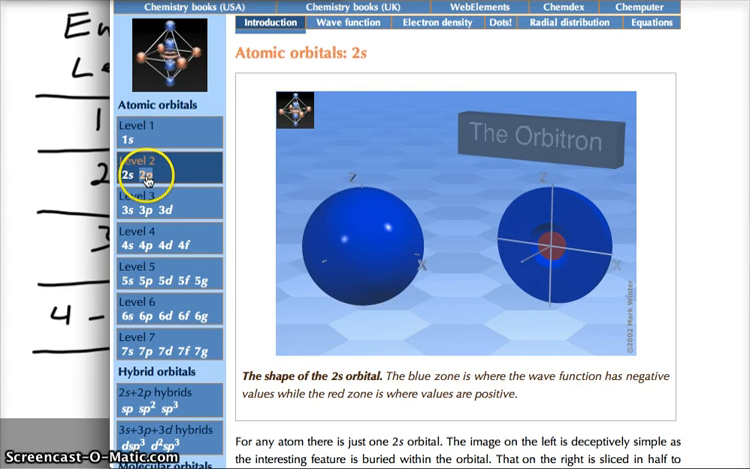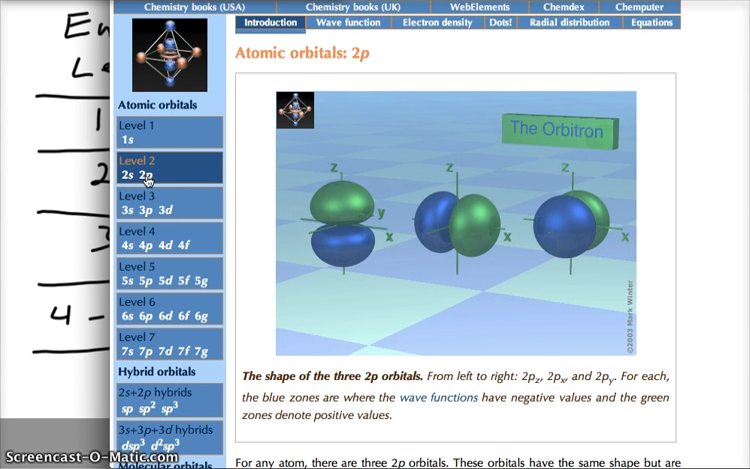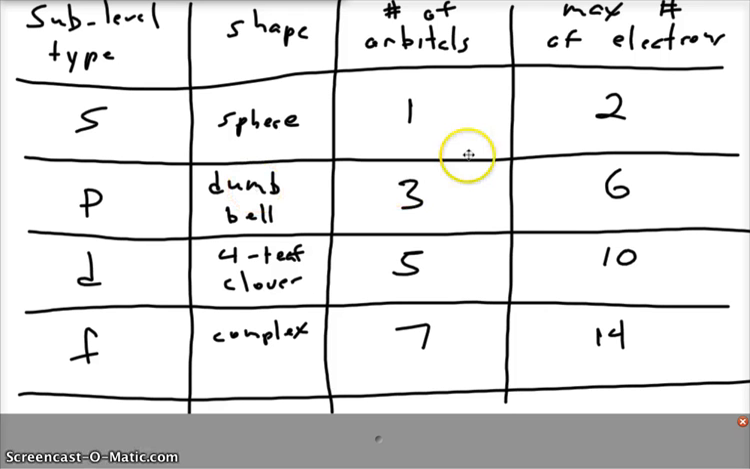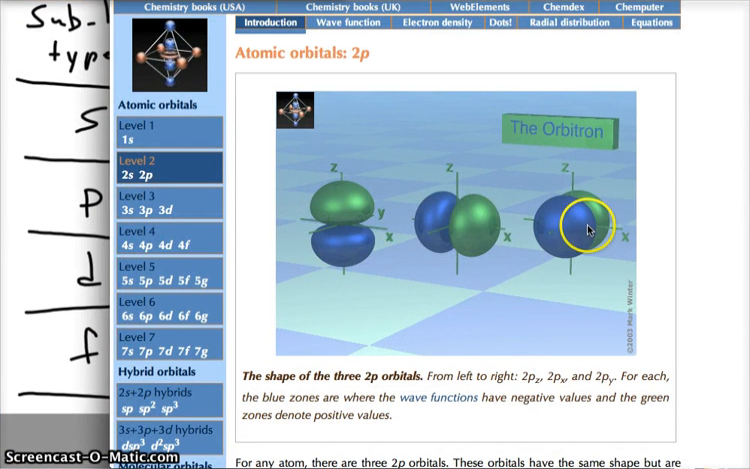Now, p's, we said, are dumbbell shaped. And so here is a look at p orbitals. Now remember, p orbitals, they're on energy levels 2, 3, 4, 5, 6, 7. And p orbitals are dumbbell shaped. And we said that there are 3 orbitals. The math solution produces 3 results. And so we see 3 orbitals here. The difference is that they are oriented differently in 3-dimensional space.